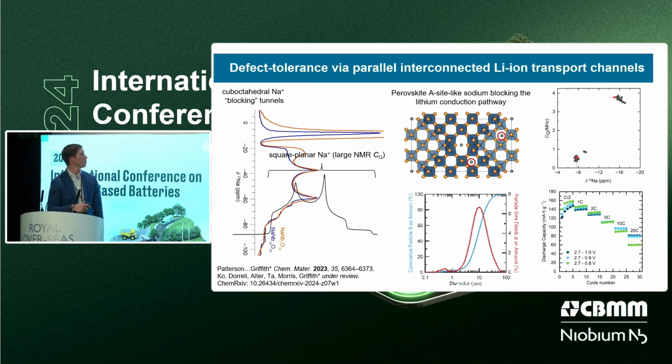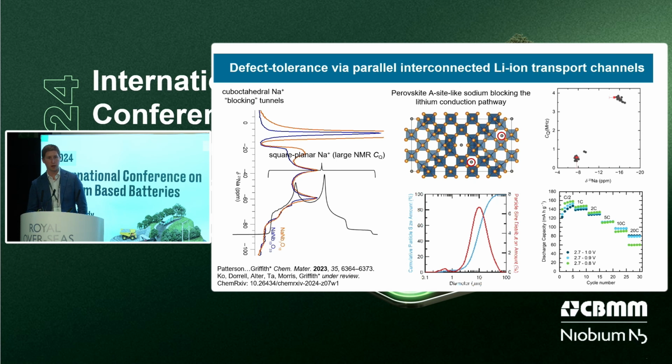So what I want to say here is this defect tolerance that I mentioned. In this Na-NB7O18 compound, we have these tunnels, and they're parallel tunnels, but those tunnels are blocked at about 16% concentration. So we carefully characterized the defect chemistry of them.